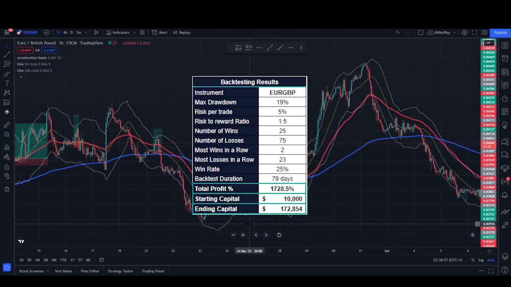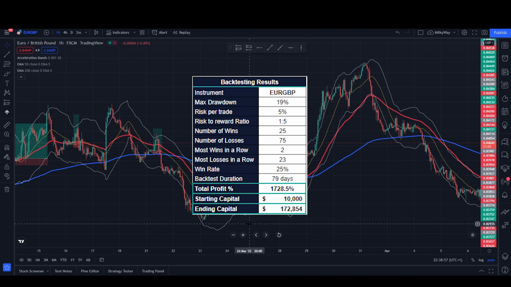Here you go, guys, the results. So we had a maximum drawdown of 19%. We risked 5% per trade, with obviously a risk to reward ratio of 1 to 5. We had 25 wins and 75 losses, with 2 wins in a row and a maximum of 23 losses in a row. That gives a win rate of 25%, and the duration lasted for 79 days.